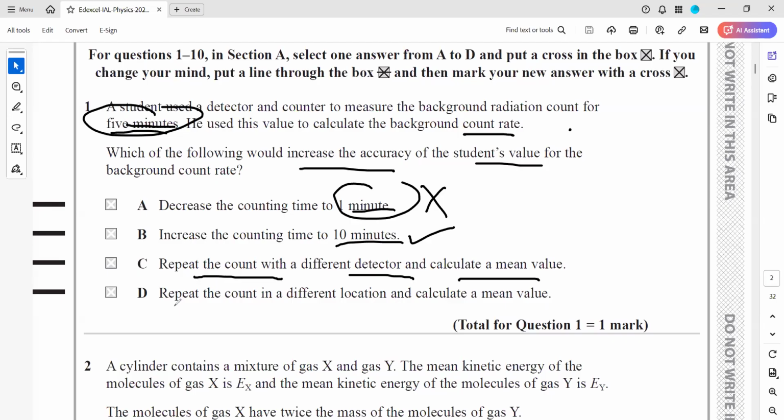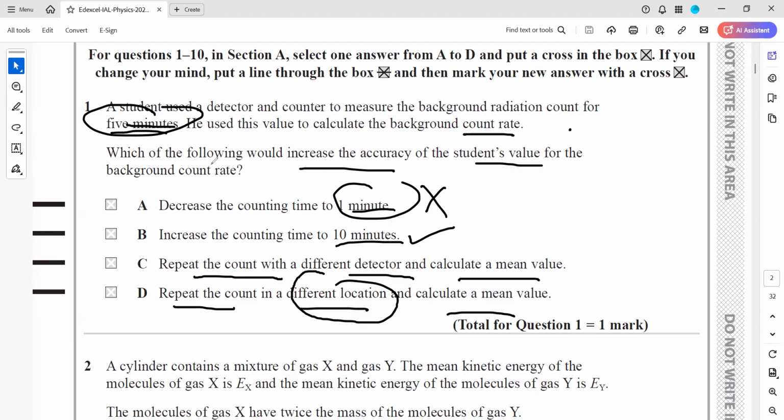And repeating a count in a different location and calculating a mean. If we repeat at a different location, the background count changes from place to place. Some places will have higher background counts compared to other places. So it won't be an accurate method, as we want to increase the accuracy of the results.